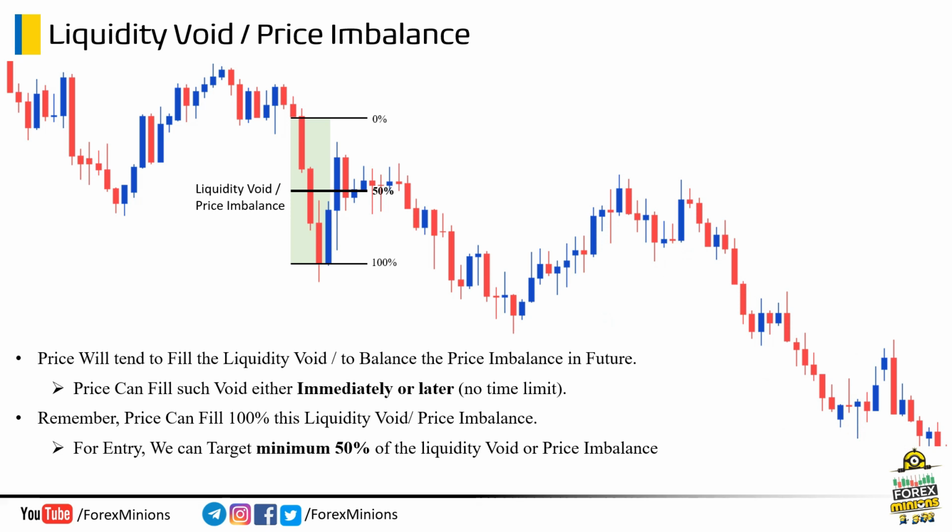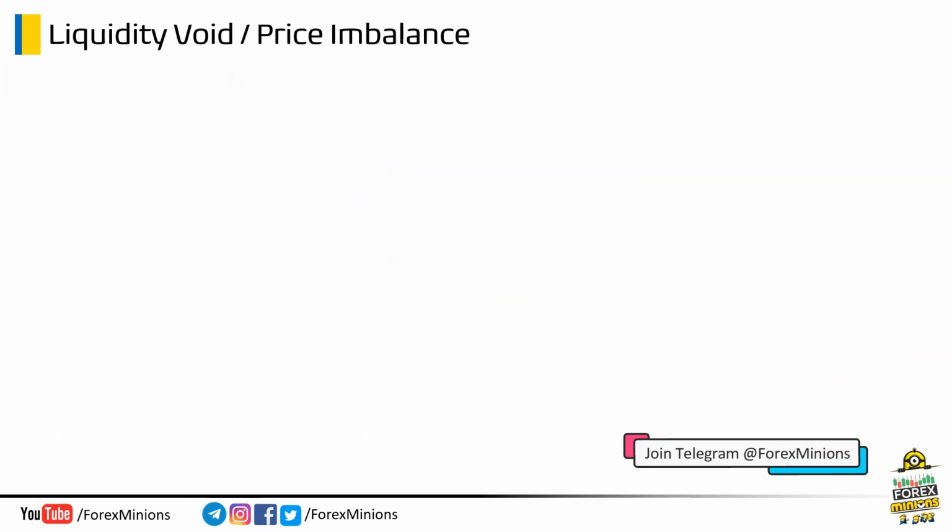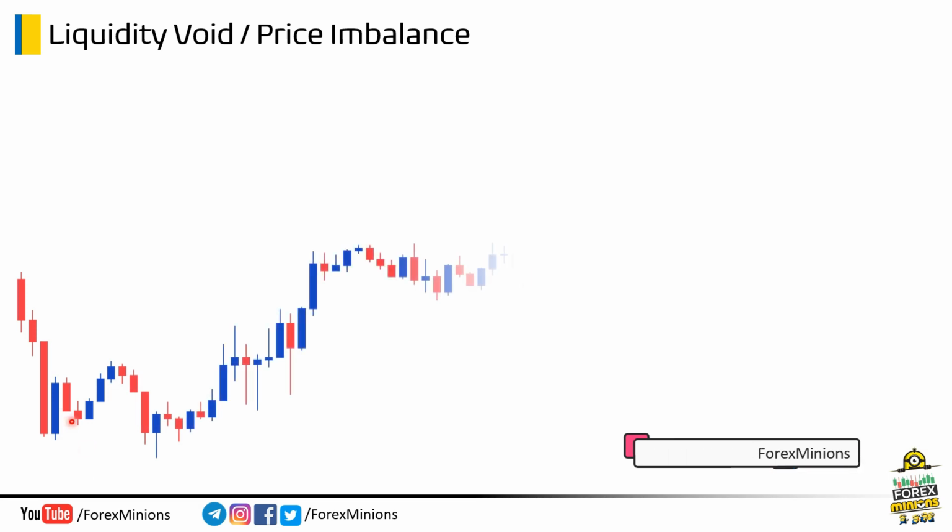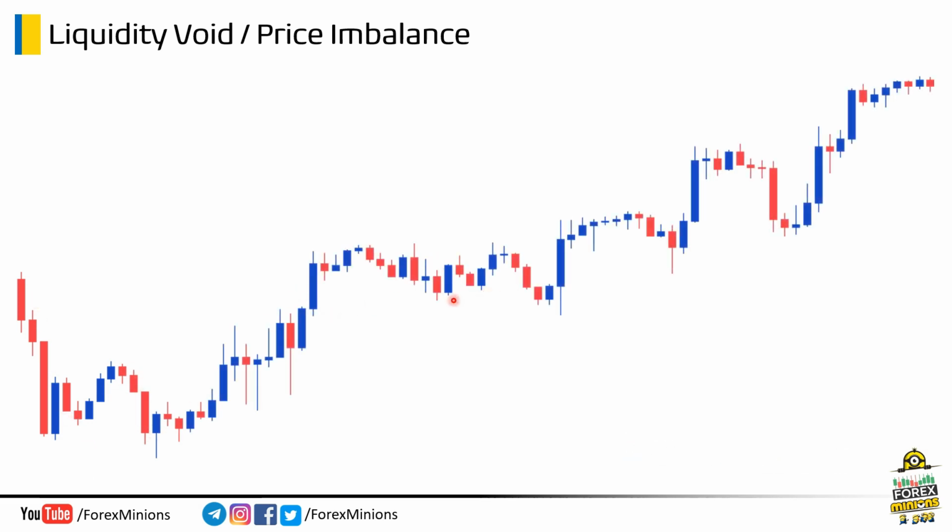Let's check out another example. Here, this is another real market sample. This market is in a bullish trend. One thing to keep in mind for the liquidity void or price imbalance is that a liquidity void zone or price imbalance zone in the direction of the trend will be more effective. But if there is a price imbalance or liquidity void against the trend, then it will not be a high probability zone. You can check this zone.